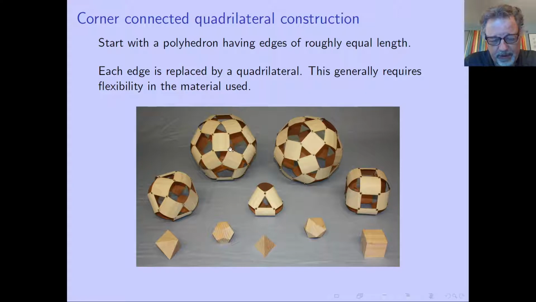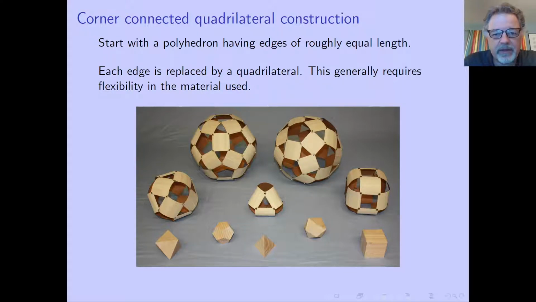You wouldn't think that replacing the edge with a square would allow that form to connect nicely, but because of the flexibility in the material, that does happen.